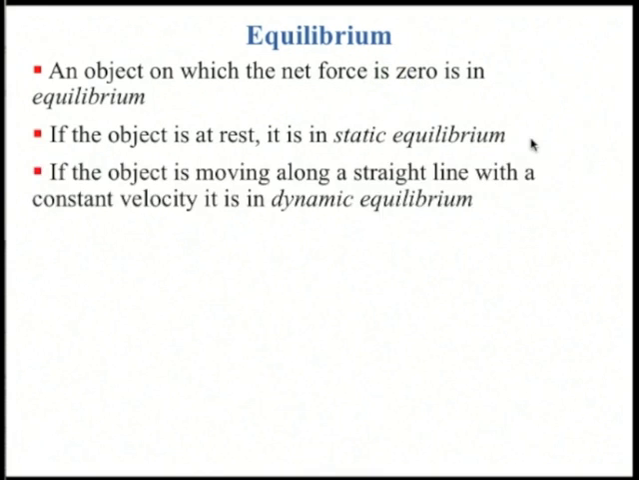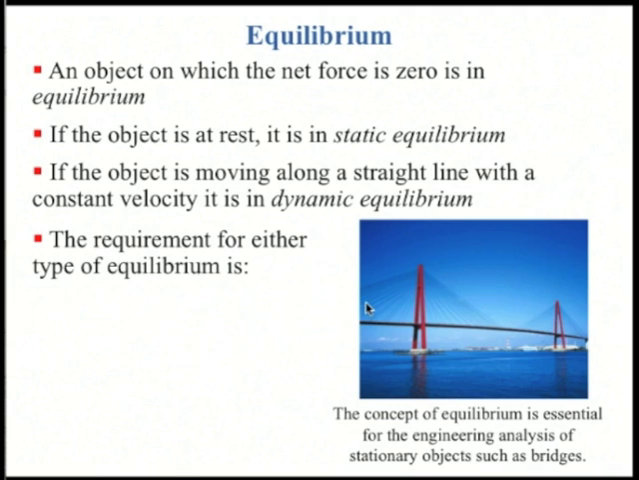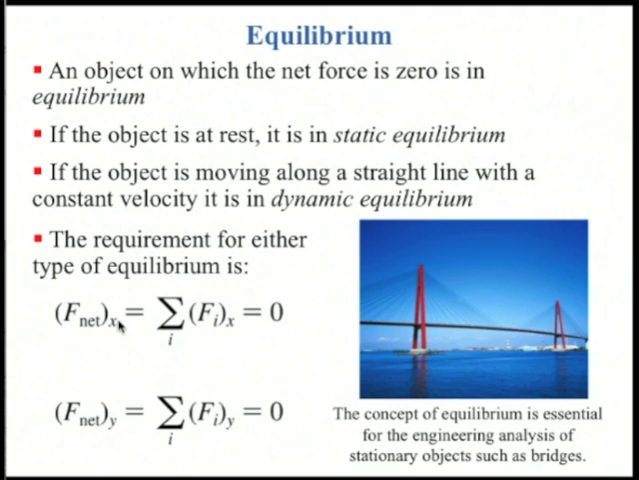If it's at rest, it's in static equilibrium, and if it's moving along a straight line with constant velocity, this is dynamic equilibrium. So a bridge would be something that's in static equilibrium. In either case, the requirement is that the net force in the x direction and the net force in the y direction is equal to zero. And in both cases, the net force component is the sum of the components of all the individual forces acting on the object.